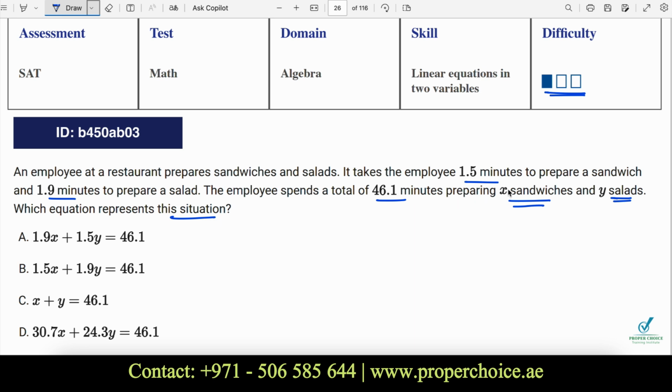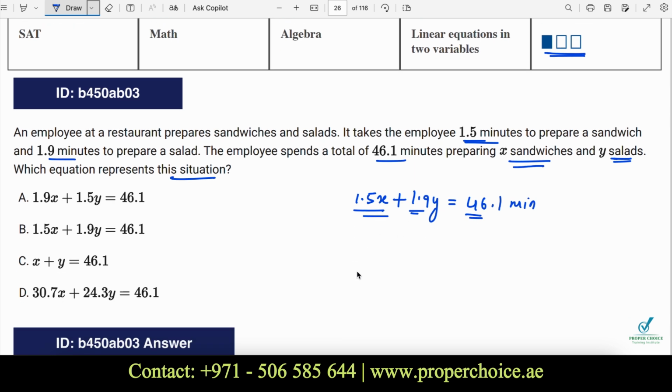So each sandwich takes 1.5 minutes and a person is making X number of sandwiches. The total time spent to make sandwiches is going to be 1.5 times X, plus the total time taken to make Y number of salads, which is 1.9Y. Combined, the person spent a total time of 46.1 minutes. So this is the equation for this situation. So I should go with 1.5x plus 1.9y equals 46.1, which matches option B. It's a simple question. You just need to set up an equation for the given information.